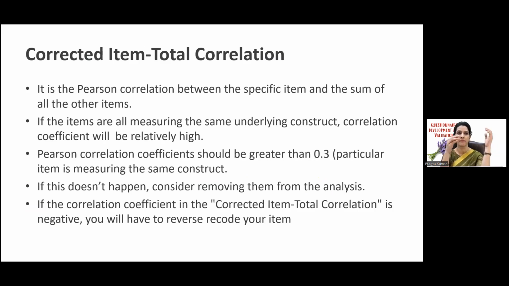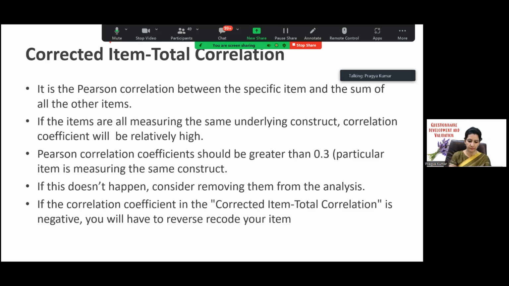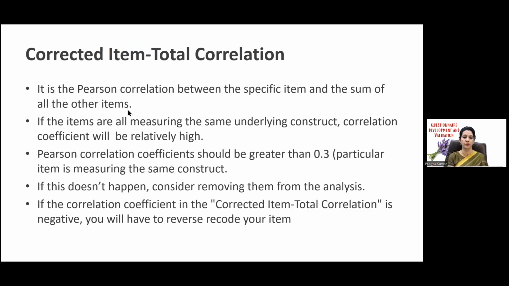Basically what it does, taking the example of those five items x1 to x5, it is the Pearson correlation between that specific item and the sum of the other items. That is the corrected item total correlation. So you can focus on this term, item total. That means that particular item, and if you remove that item, the sum of all other items. So that's the corrected item total correlation.